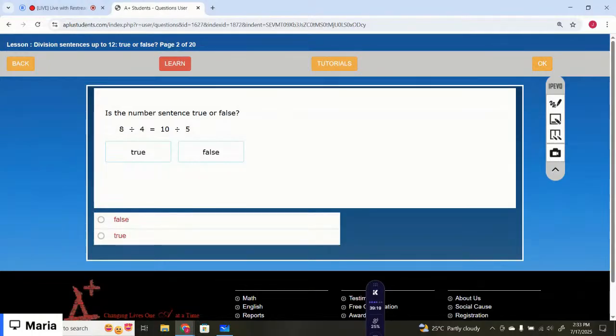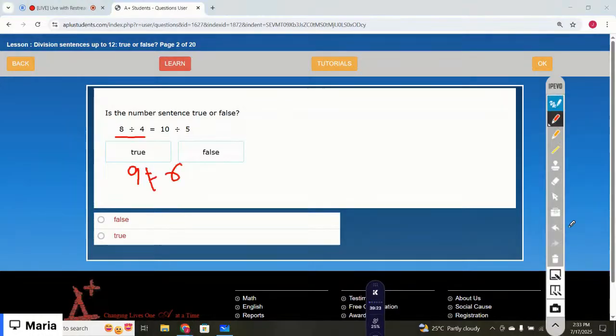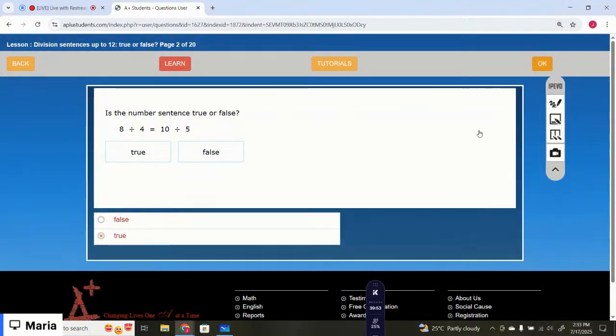Is the number sentence true or false? 8 divided by 4 is 2, since 4 times 2 is 8. 10 divided by 5 is 2, since 5 times 2 is 10. So both sides are exactly equal. So that means true it is. That is option number 2. True it is. The correct option is true.